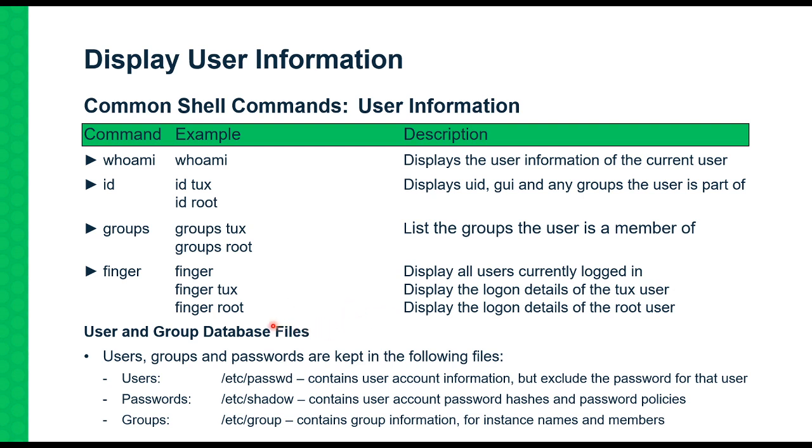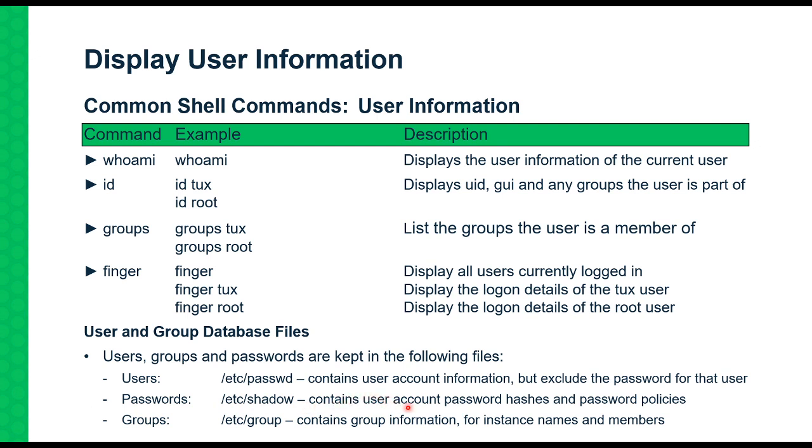Something else we can take note of is that users and groups data resides in database files. So users, groups, and passwords are kept in the following files. Users are kept in /etc/passwd, which contains the user account information but excludes the password for that user. So you cannot see the password inside the passwd file. Then passwords are within /etc/shadow.